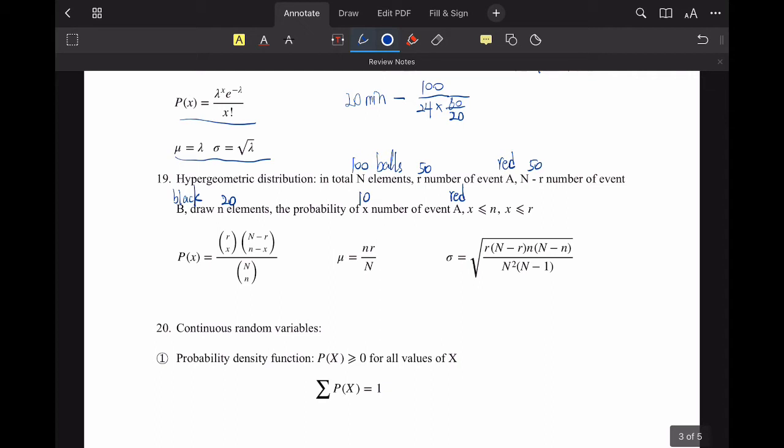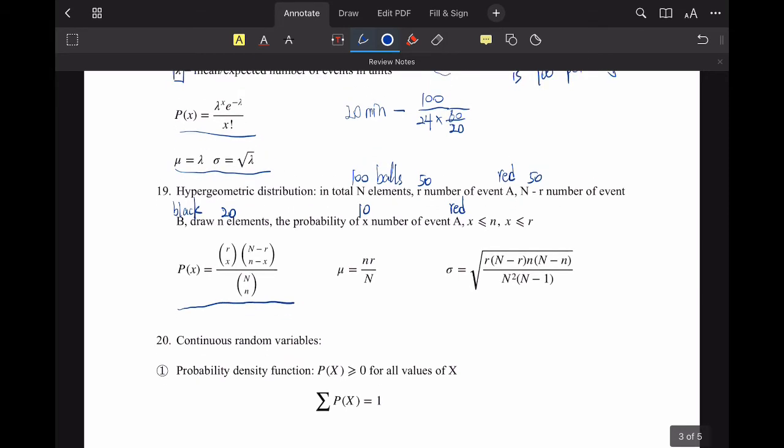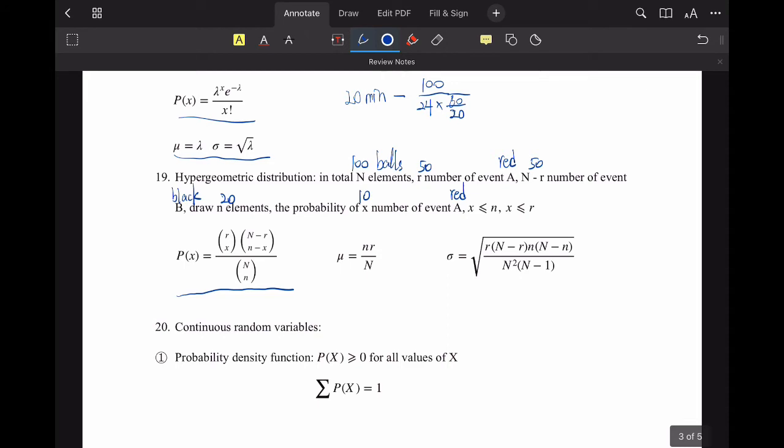If you just look at the example I gave you, 100 balls, 50 red, 50 black, you draw 20 balls, what is the probability that you'll get 10 red balls? You know that you need to use combinations, you need to use a formula like this. You just don't know this is hypergeometric distribution. But right now I just tell you this is hypergeometric distribution. It doesn't matter, you just use this formula. The formula is easier to understand than the name, right?